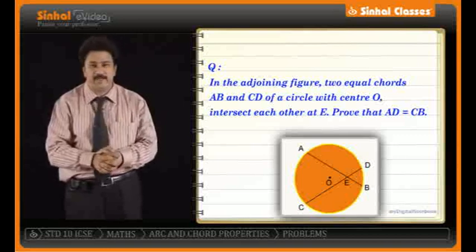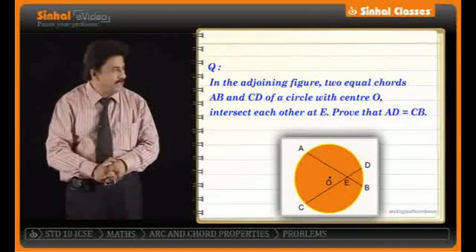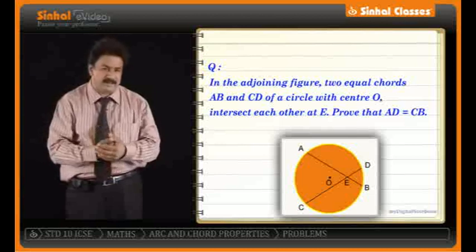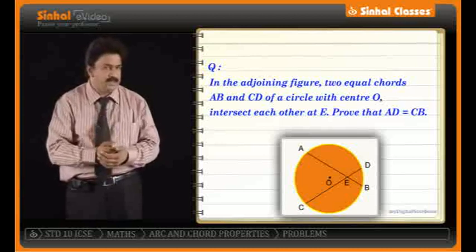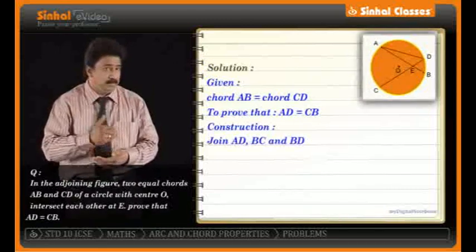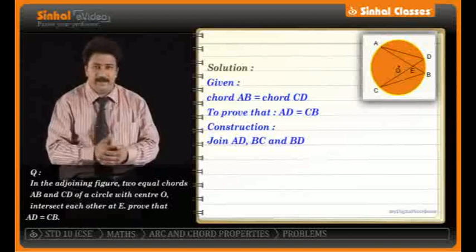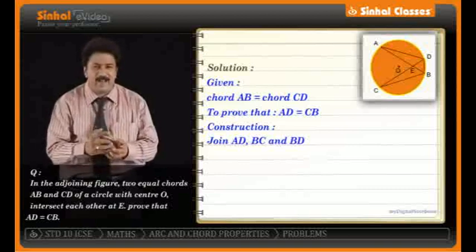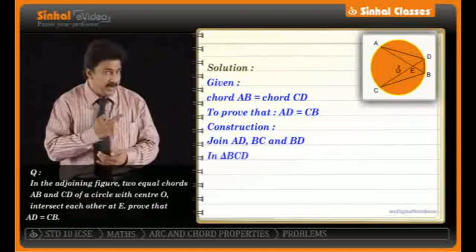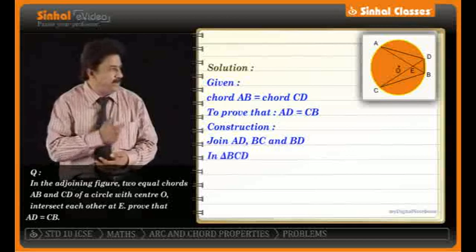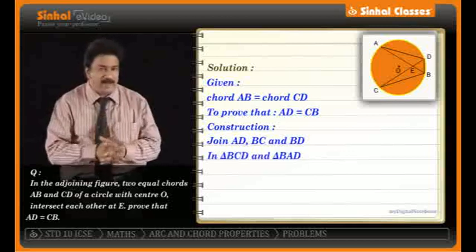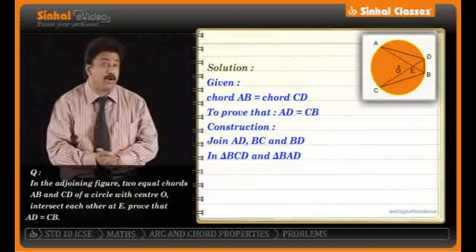Prove that AD is equal to CB. We have to prove that AD is equal to what? CB. No problem. First of all, we require some construction. We have to join certain points. Construction. See what we are going to do now. Join AD, BC and BD. By doing so, what will I get? I get two triangles. Which two triangles? I get triangle BCD. Are you getting that? Yes. And I get triangle BAD. Okay. Now by taking these two triangles, I'll try to prove these two triangles are congruent.